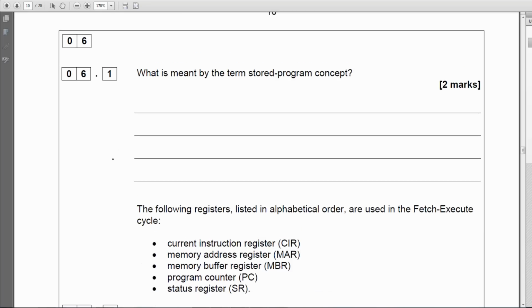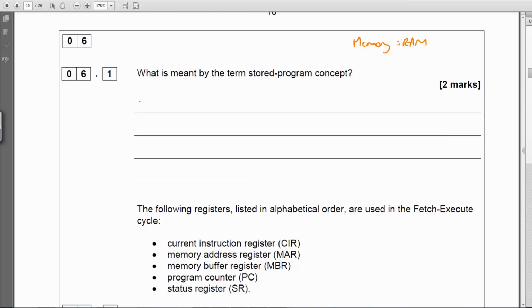Right. Okay, what is meant by the term stored program concept? This is the idea that data and instructions are stored in the main memory, so the RAM. So memory equals the RAM. And then when the processor needs the data and the instructions stored in memory, they can be fetched and executed by the processor.